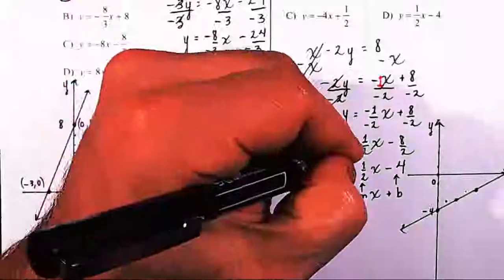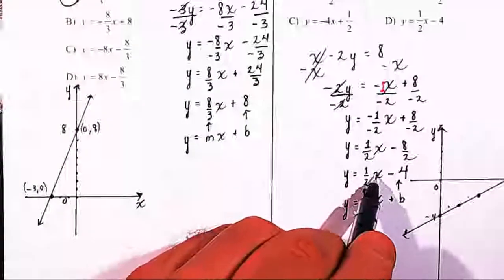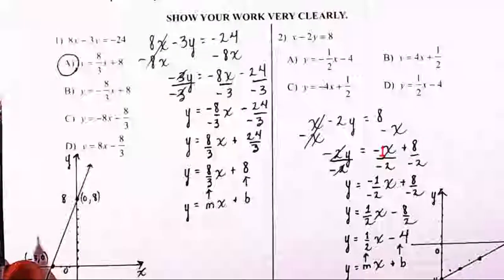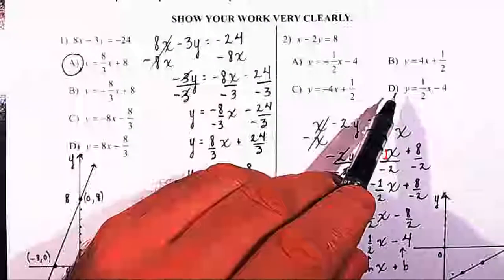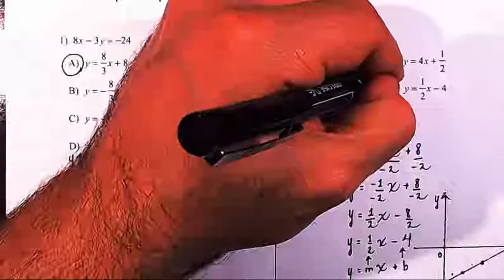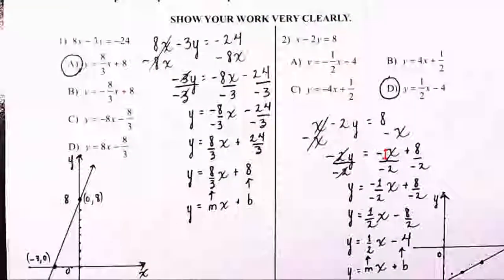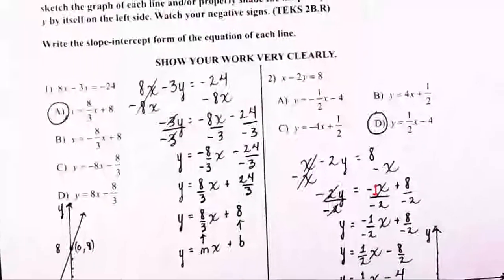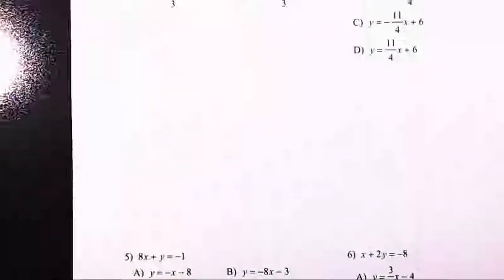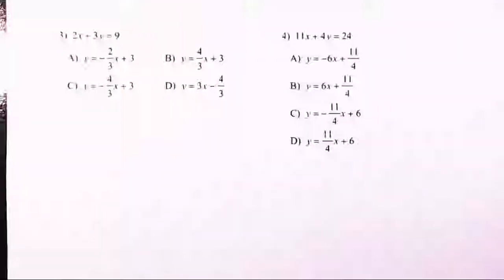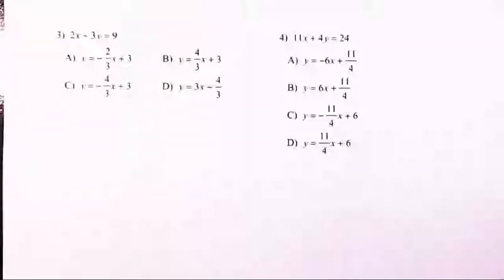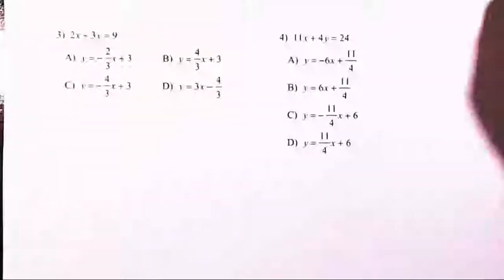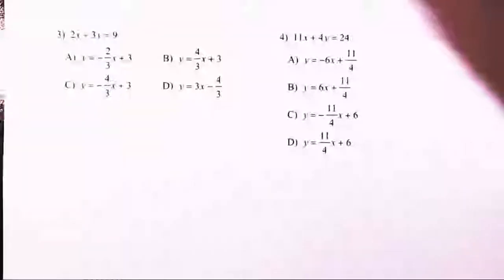We can now find y equals 1/2 x minus 4. Y equals 1/2 x minus 4 is answer choice D. All right, so we'll move on. I'll now move a little more rapidly through these, assuming that you'll go back and watch the first 2 problems if you need extremely careful and detailed instructions.